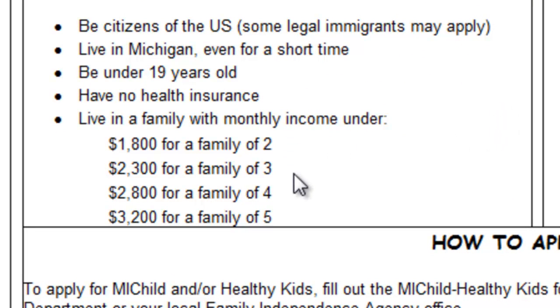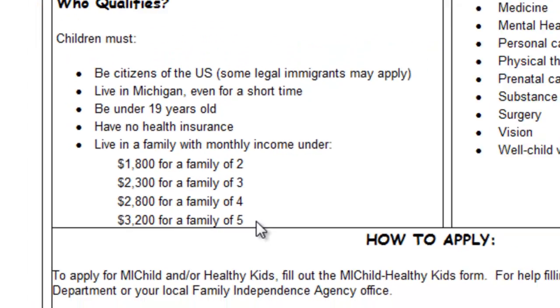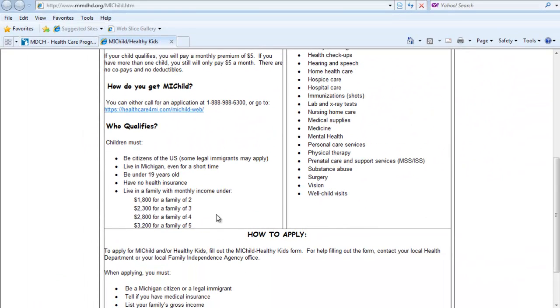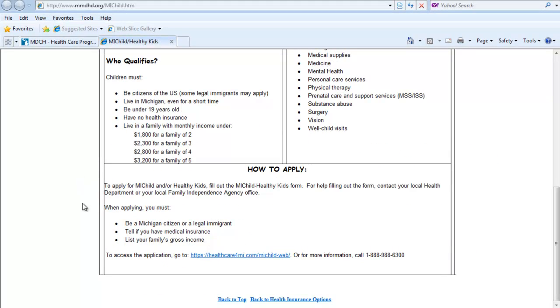$1,800 for a family of 2, $2,800 for a family of 4, and so on. So you'll know right away, based on your income, if you can actually get My Child. If you can't get My Child, you can't get Healthy Kids. And then go ahead and apply when you're ready.